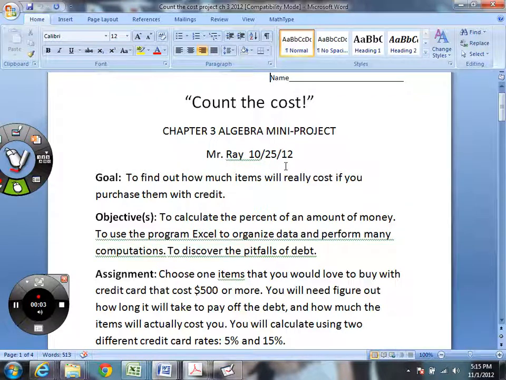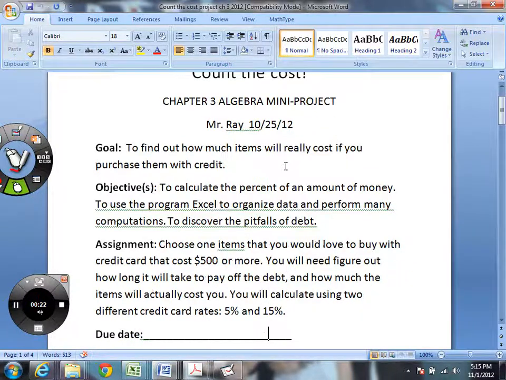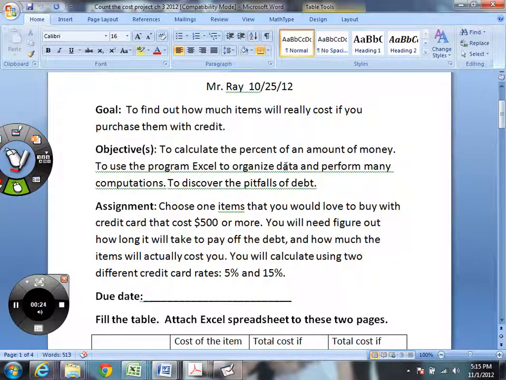Alright, I'm going to make a video explaining the little mini project that we're doing in Algebra 1 to count the cost. So the idea is we're going to figure out how much it ends up costing us when we buy things on credit. It's never really a good idea to do that. So Excel really helps to figure out how long it's going to take to pay things off.